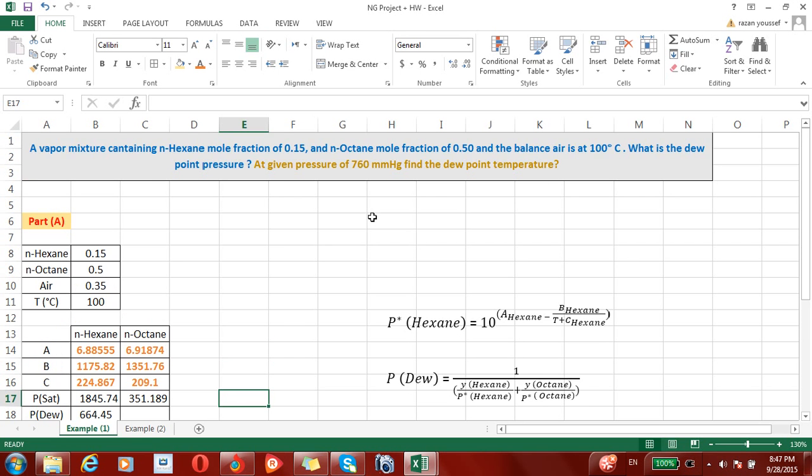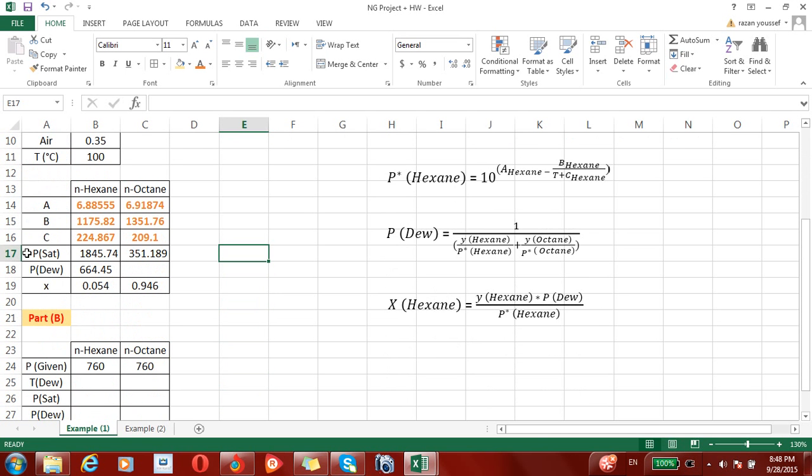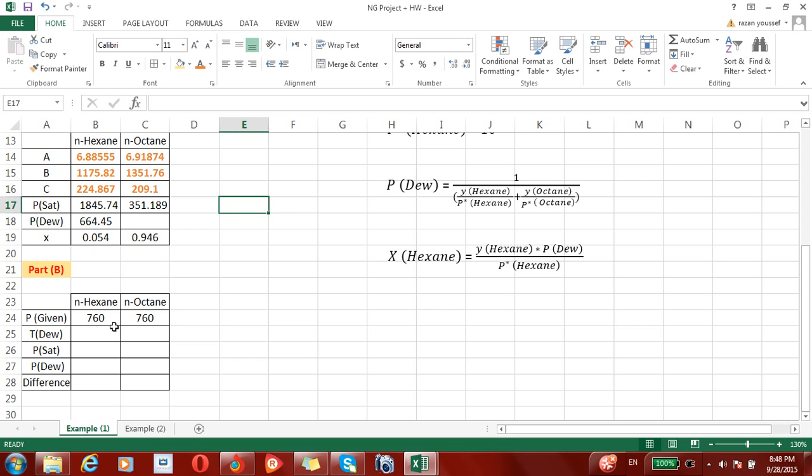For part B, it asks, given a pressure of 760 millimeters of mercury, find the dew point temperature. So here we need the dew point temperature. It's very simple, even simpler than part A. Here we already have the pressure given, which is 760 for both components. We need to assume the dew temperature. For example, I will write 100, but you can choose any number.